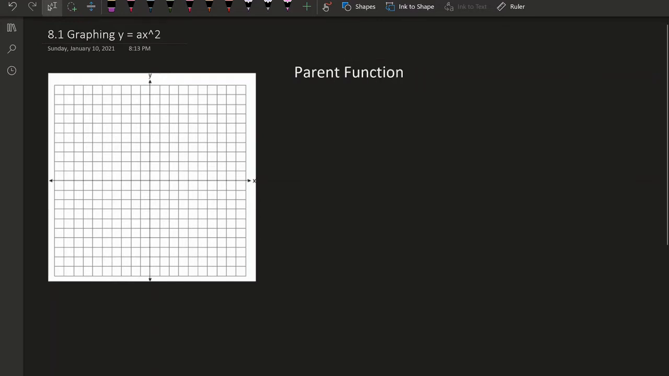Now, the reason we call it the parent function is because it is the simplest version of the function. So the simplest quadratic function there is y is equal to x squared. So to graph that, we're just going to start off by picking out some values.